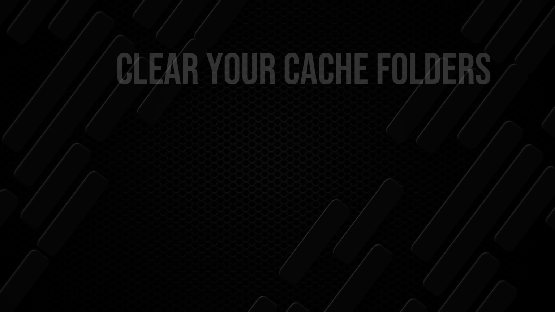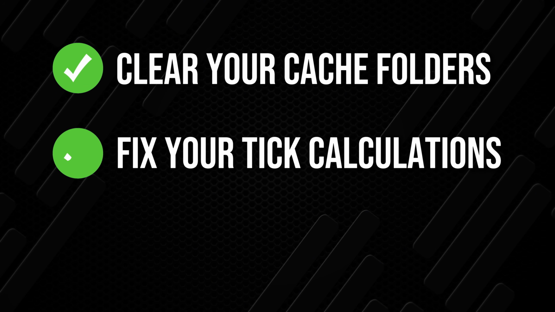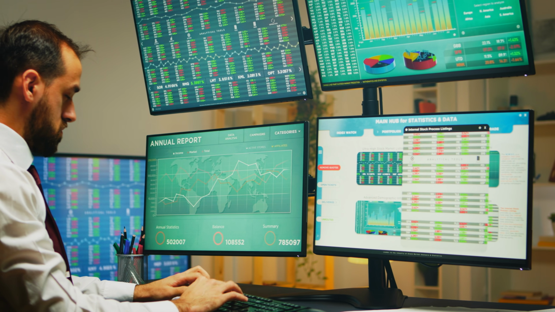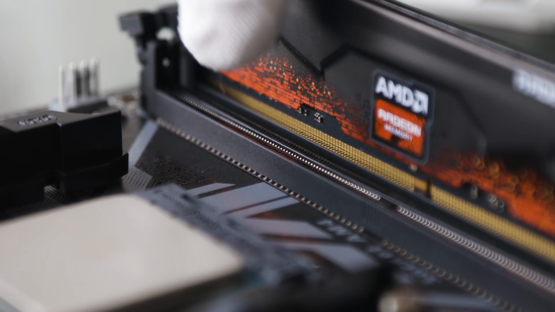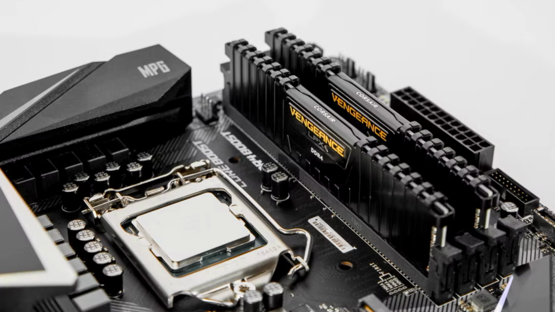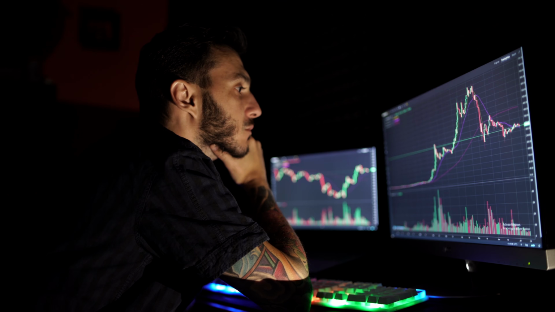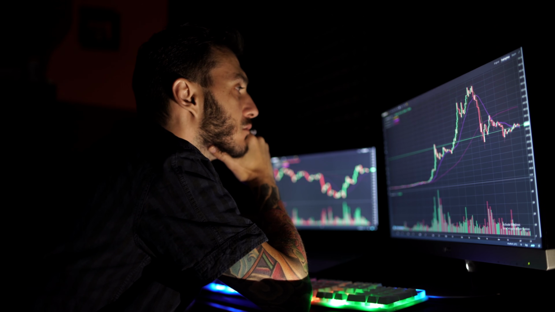So here's the bottom line. Those maintenance tricks are worth doing. Clear your cache folders, fix your tick calculations, and trim your data series. Do all of that, but understand you're managing a symptom. The actual cure is headroom. A dedicated trading machine with 32 gigabytes of RAM minimum and 64 if you're running multiple platforms gives that slow leak so much room it becomes a non-issue.